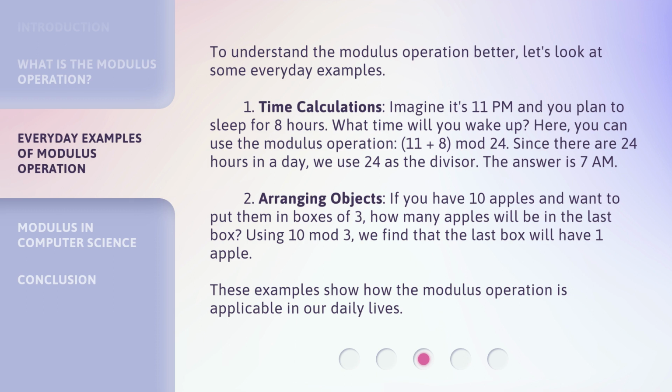2. Arranging objects. If you have 10 apples and want to put them in boxes of 3, how many apples will be in the last box? Using 10 mod 3, we find that the last box will have 1 apple. These examples show how the modulus operation is applicable in our daily lives.